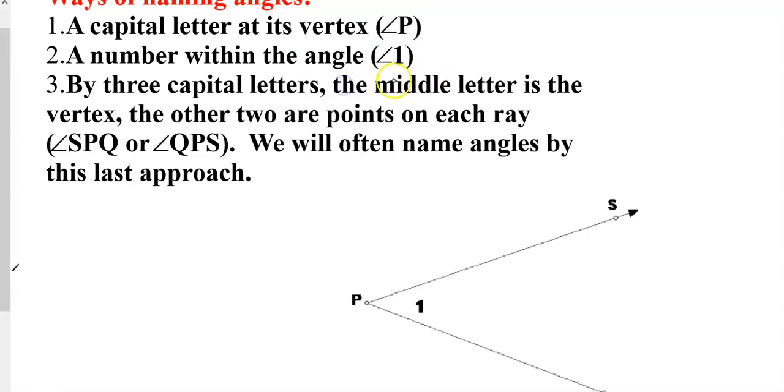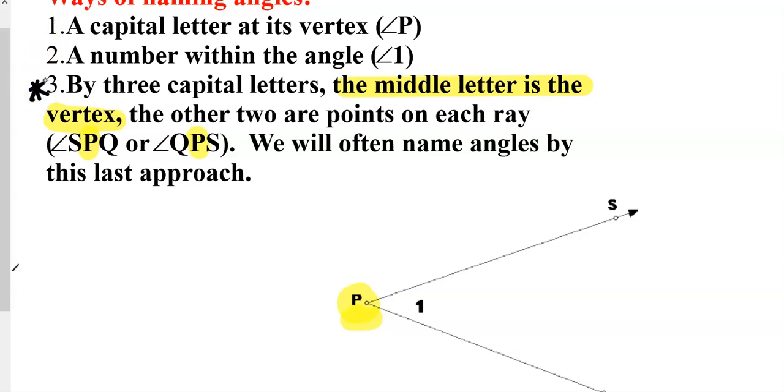Again, a very important part that I'm going to highlight: the middle letter is the vertex. The other two points are on the sides of the rays. So you could have named it either angle SPQ, so again, P is in the middle, or QPS. The vertex has to be the middle letter. When in doubt, you can always name an angle by the three capital letters. You cannot always do number 1 and number 2, but number 3 will always work.